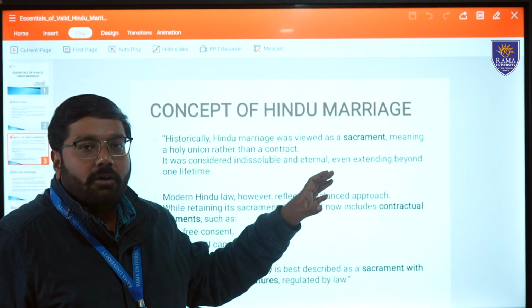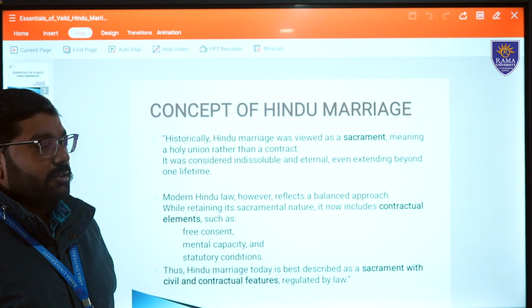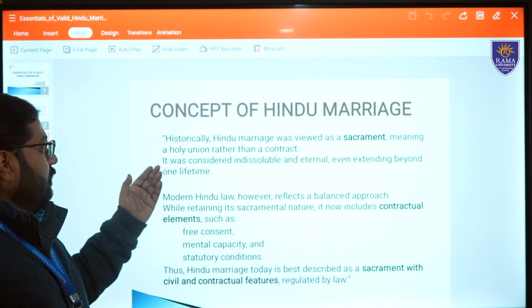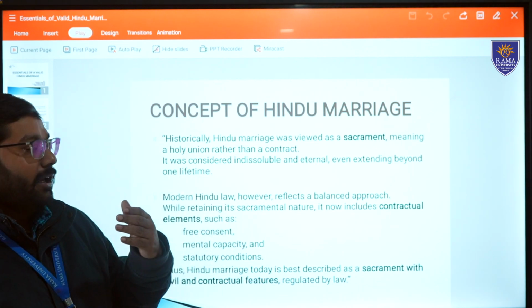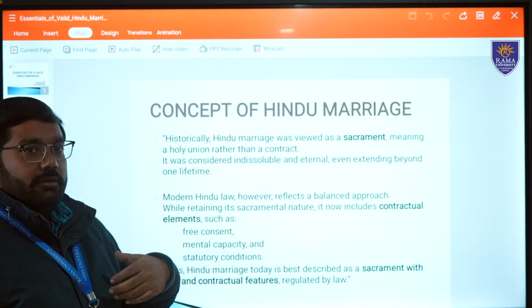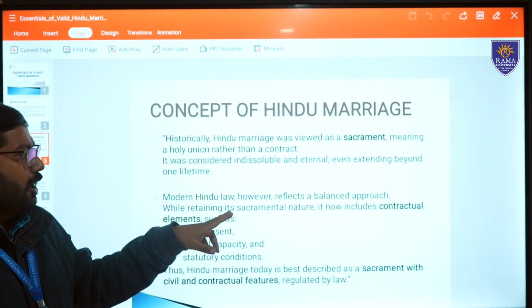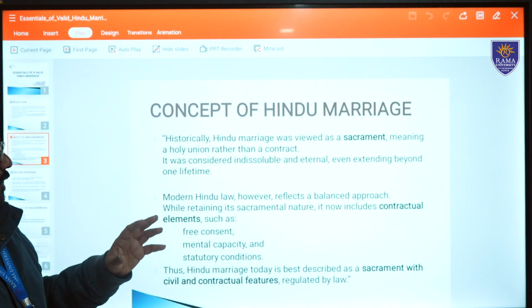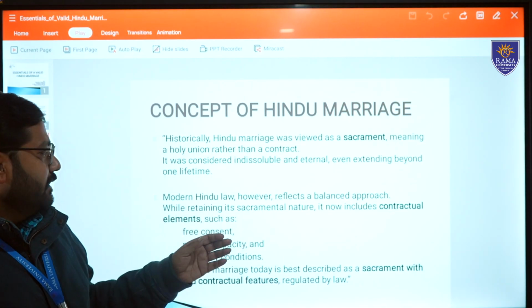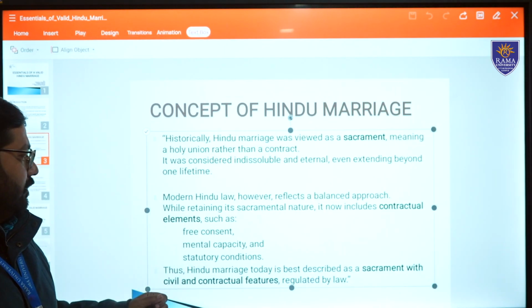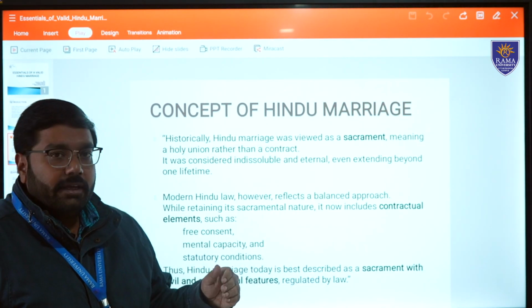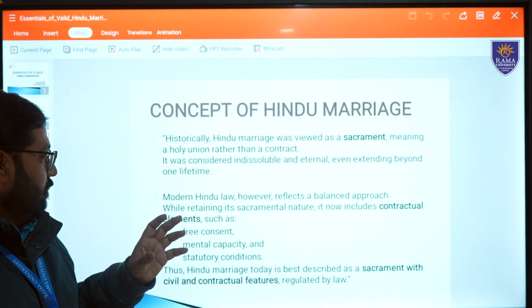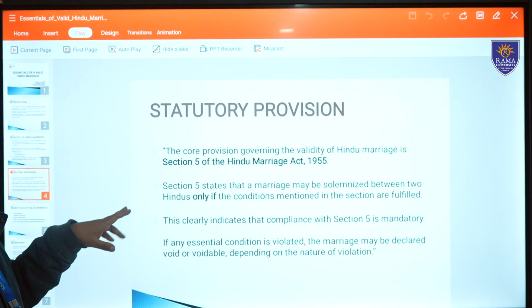Now, what is the concept of Hindu marriage? Historically, Hindu marriage was viewed as a sacrament, meaning a holy union rather than a contract. It was considered indissoluble and eternal, even extending beyond one lifetime. Modern Hindu law, however, reflects a balanced approach. While retaining the sacramental nature, it also contains some contractual elements such as free consent, mental capacity, and statutory conditions. Thus, the Hindu marriage today is described as a sacrament as well as a contract, featured and regulated by the law.